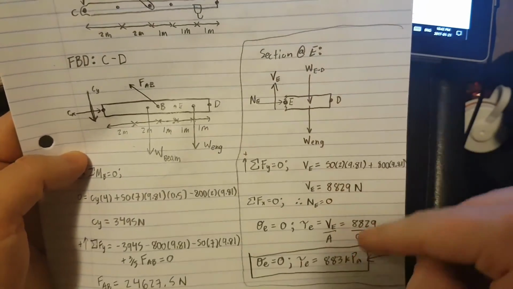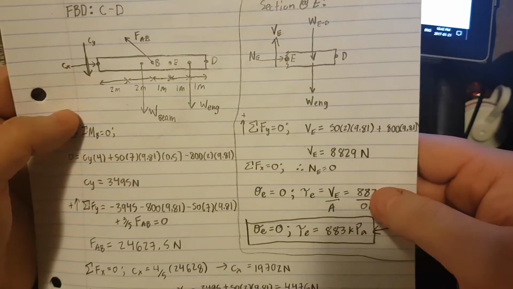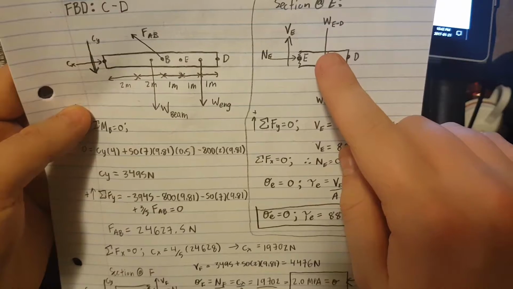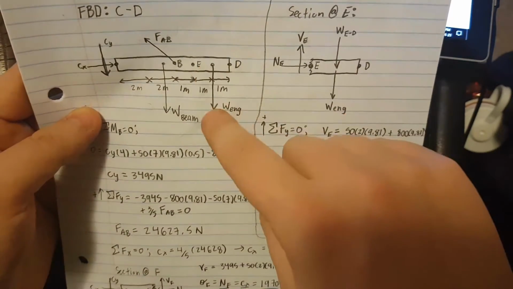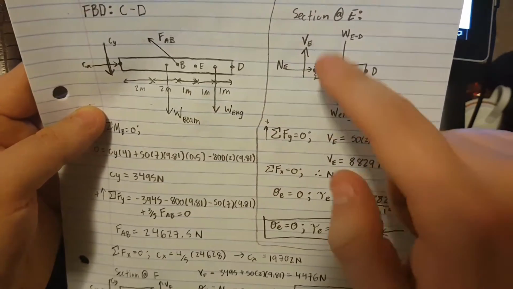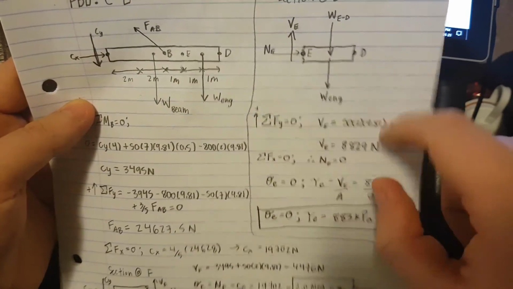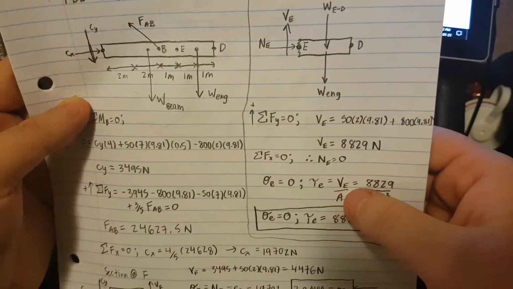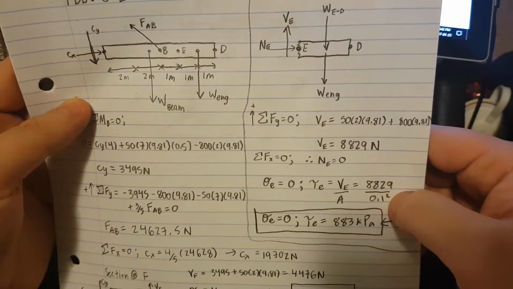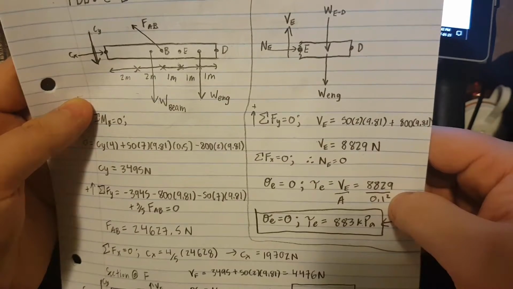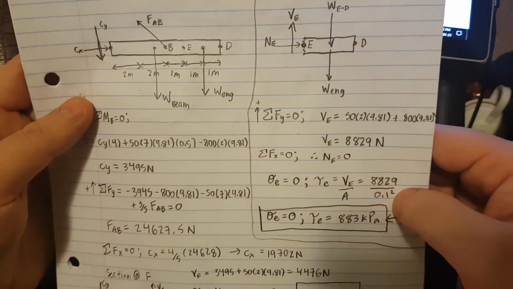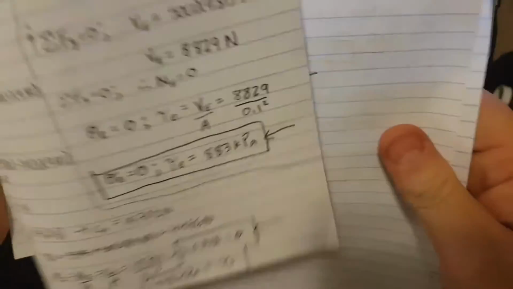And then the section at E. I'm going to do the same thing, but I've got the weight from E to D, which is there, and the weight of the engine down here. So I can find VE, and then VE over A, and I guess it must have been 10 centimeters squared. It's a square beam. So anyway, that's that one.